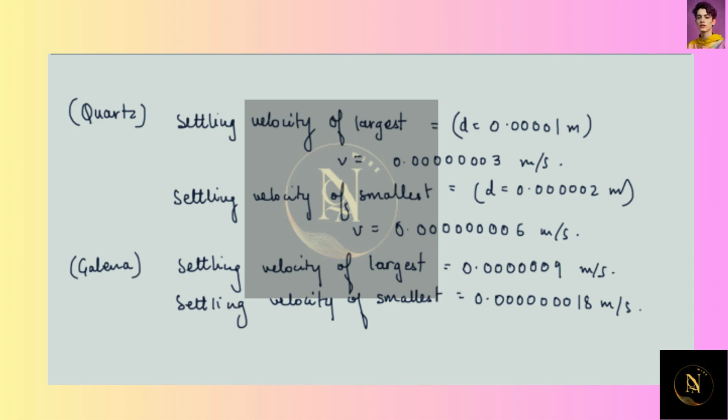This means that in a hydraulic classifier, the quartz particles will be carried away with the water flow, while the galena particles will settle. Therefore, the size ranges of the quartz and galena in pure products will be the same as the size ranges of the particles in the original mixture, that is from 0.0002 centimeter to 0.001 centimeter. So, this is the final answer to the question.